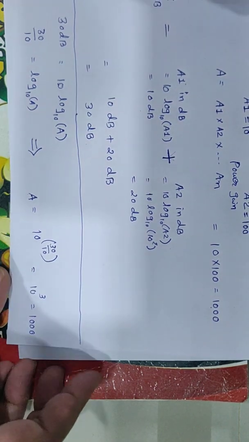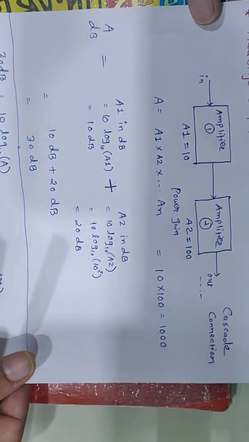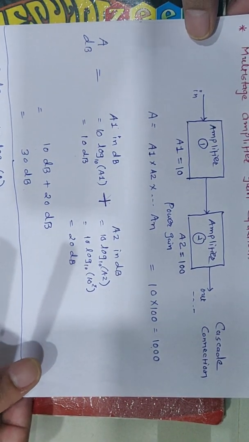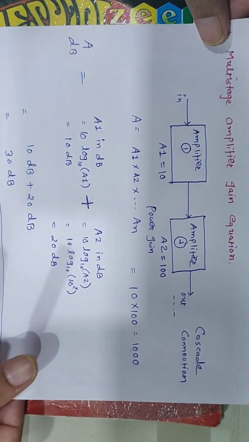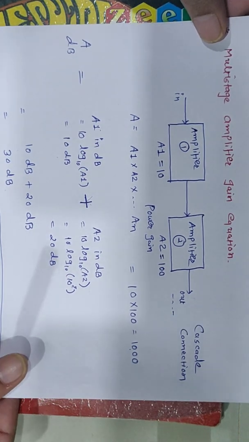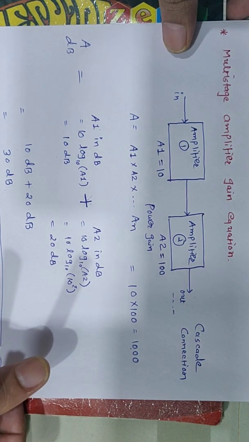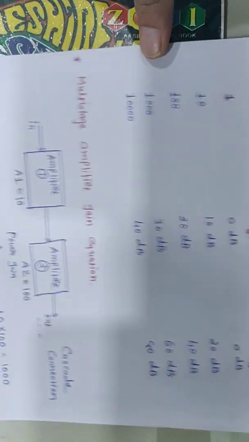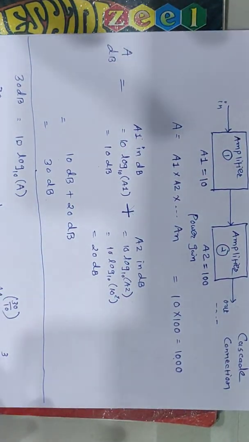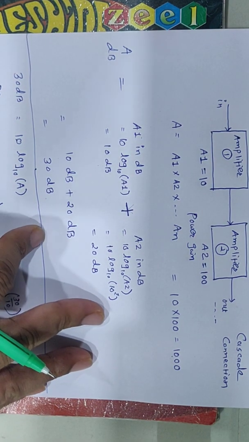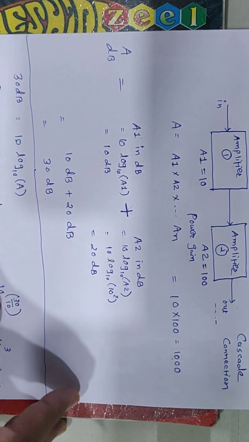In this lecture we studied what gain is, and we saw the equations of the gain. Then we saw what decibel gain is. We found the equations of power gain, voltage gain and current gain in decibel. Then we saw the table, and then we saw how to find the gain in decibel when multiple amplifiers are connected in cascade.